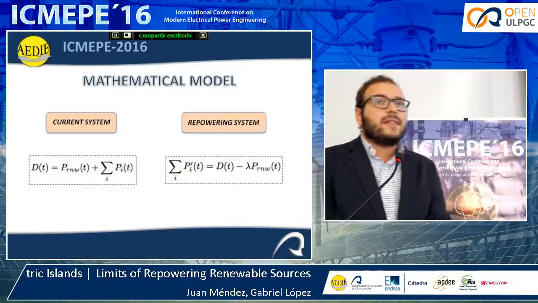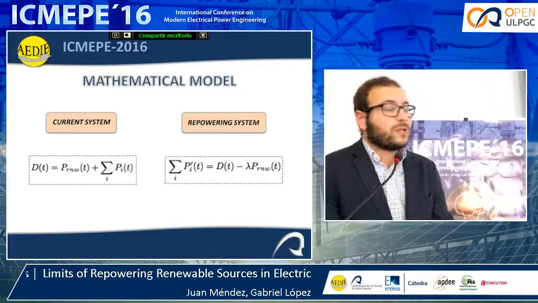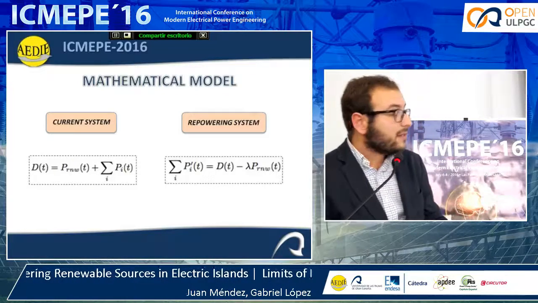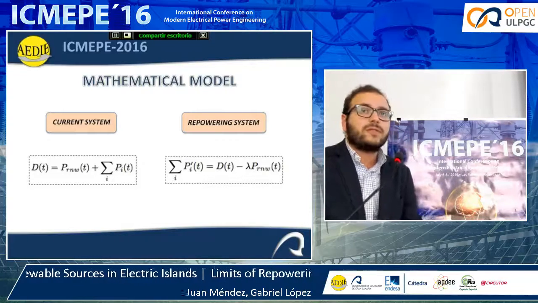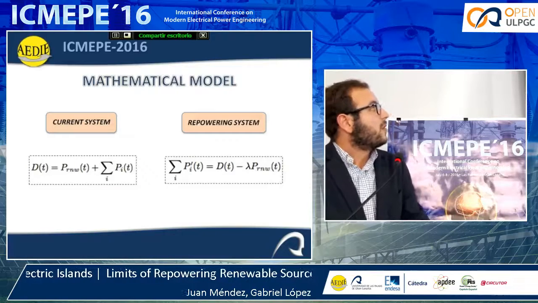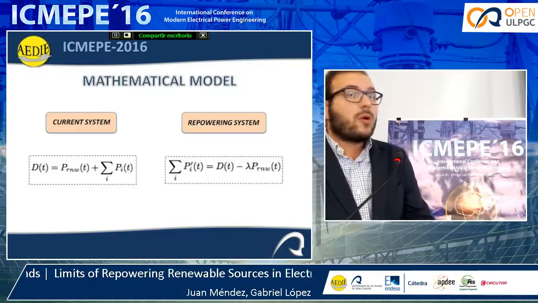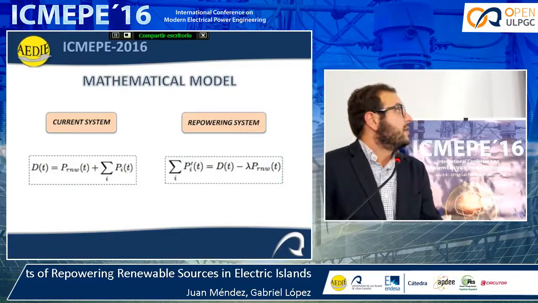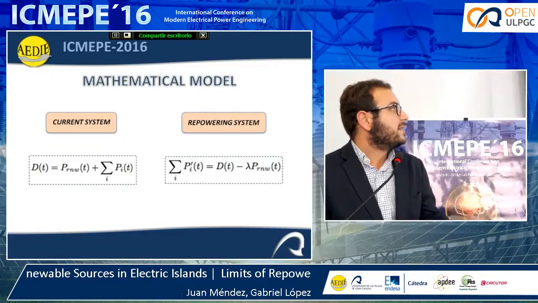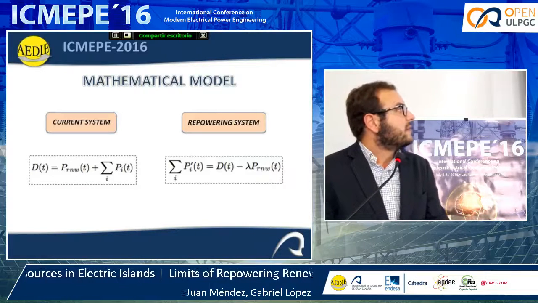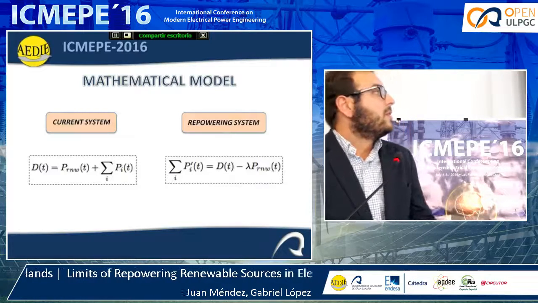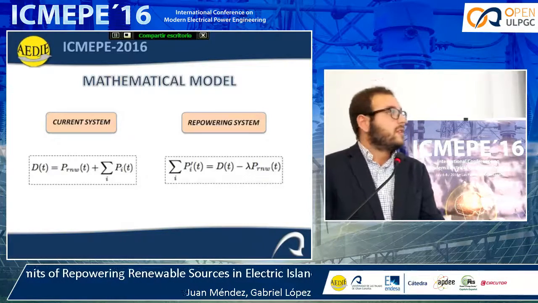In this slide, we can see the main equations used. The first one is the equation used in the current system, where D is the demand, PRNW is the power sum of the renewable energies, and PI is the power sum of the fossil sources. The second one is the equation proposed in this research, where PI is the new unknown value of the fossil sources power, D is the demand, gamma is a multiplicative factor, and PRNW is the power sum of the renewable energies. Gamma only multiplies the quantity of the renewable energies in the electrical system.